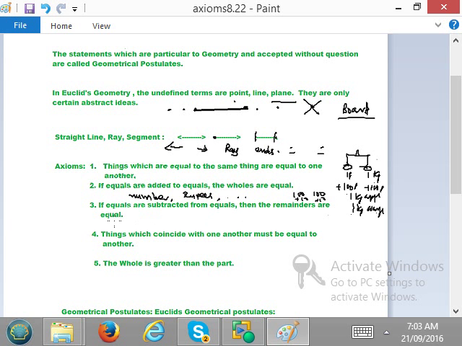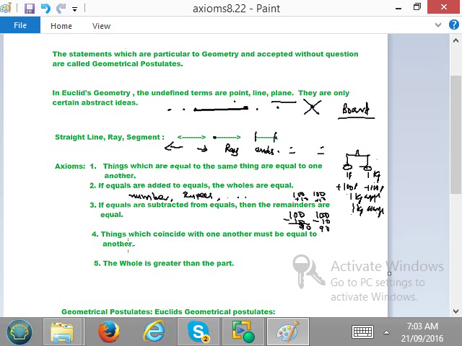So next, if equals are subtracted from equals, then the remainders are equal. Same principle. If you subtract 10 rupees, or 10 grams, from both sides, then the remainder also is equal.